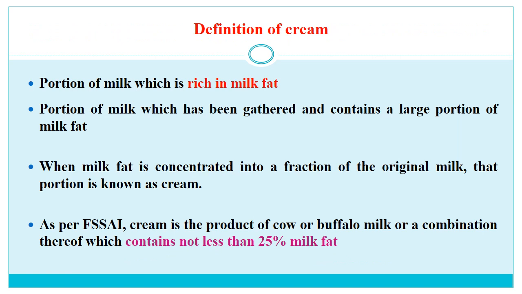First is the definition of cream. Cream is the portion of milk which is rich in milk fat, or we can say the portion of milk which has been gathered and contains a large portion of milk fat. When milk fat is concentrated into a fraction of the original milk, that portion is known as cream. As per FSSAI, the modern scientific authority for all aspects of food quality control, cream is the product of cow or buffalo milk or a combination thereof which contains not less than 25% milk fat. So this gives clarity about the definition of cream.